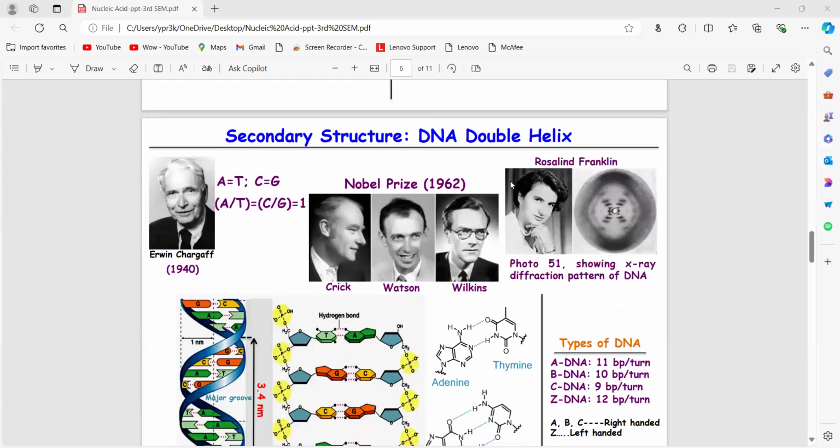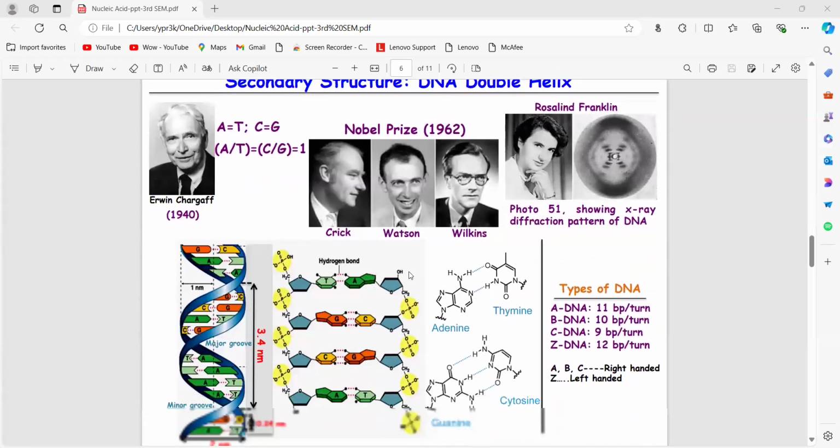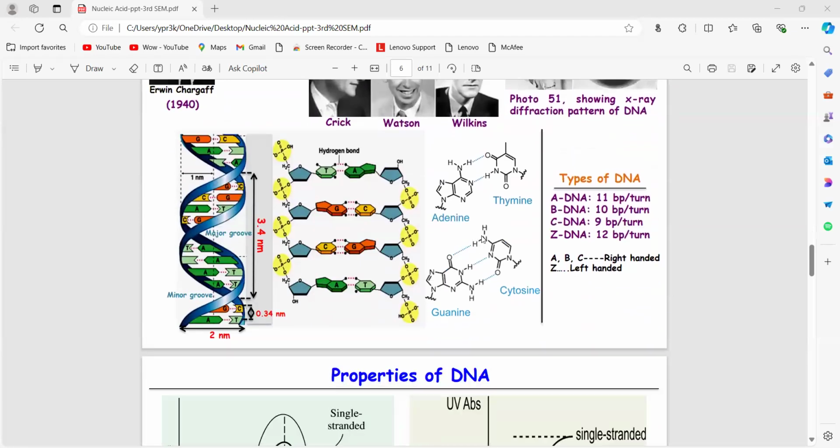Next is the secondary structure, the double helix model, proposed by Watson and Crick. There are different types of DNA: A, B, C and Z. A DNA contains 11 base pairs per turn, B DNA 10 base pairs per turn, C DNA 9 base pairs per turn, and Z DNA 12 base pairs per turn. A, B and C are right-handed and Z is left-handed.